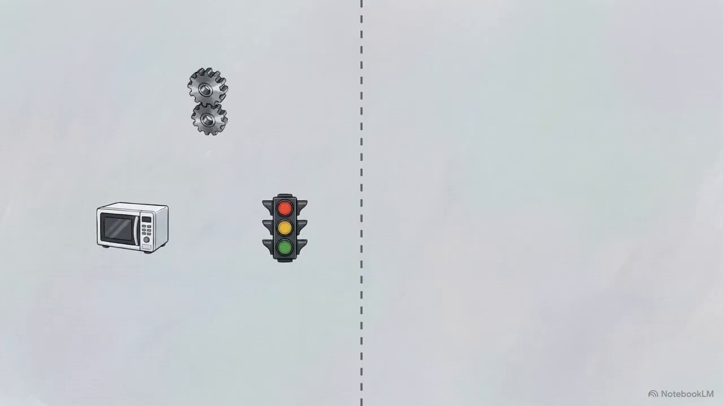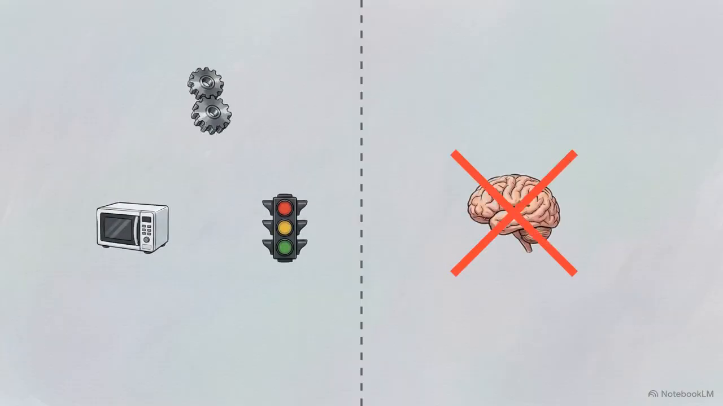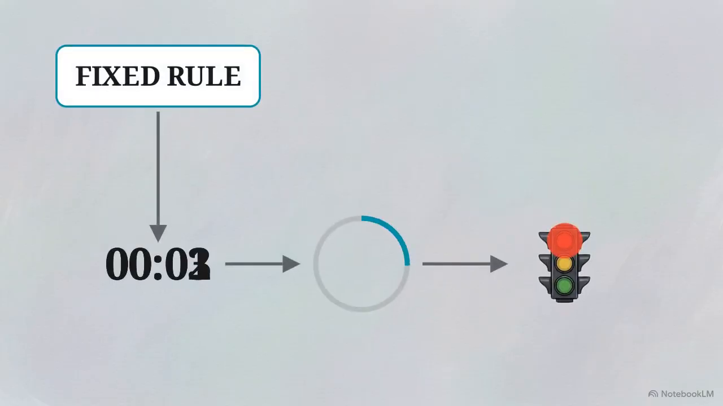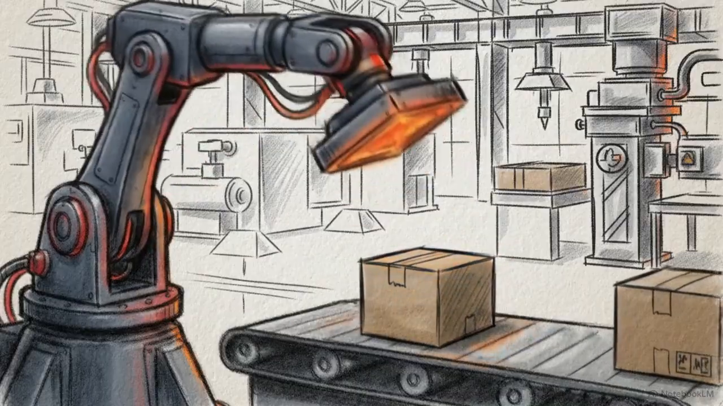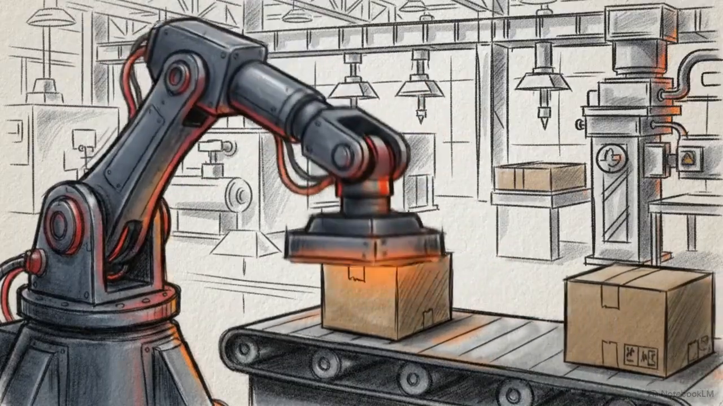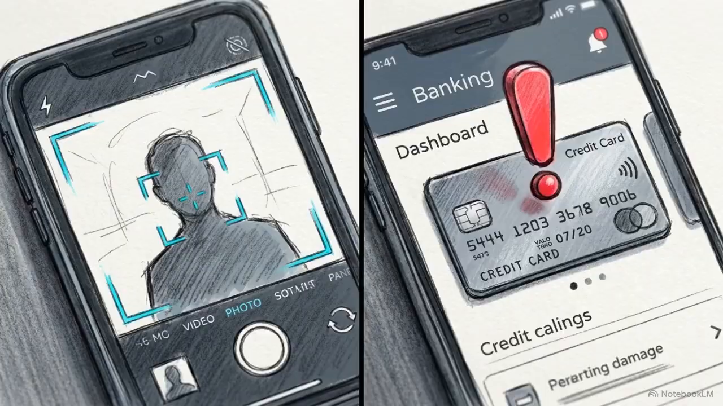A microwave and a standard traffic light are examples of basic automation. They don't think and they don't learn. They operate entirely on fixed rules. A timer counts down to 0, or a light cycles from red to green every 60 seconds. No matter what is happening in the outside world, these systems follow their preset instructions to produce the exact same outcome every single time. Your phone's portrait mode and that banking fraud alert operate differently.